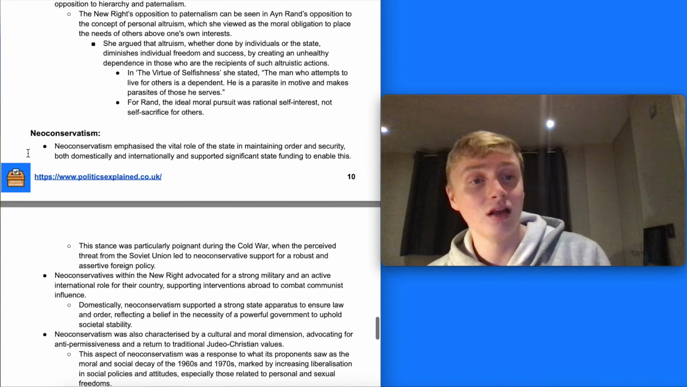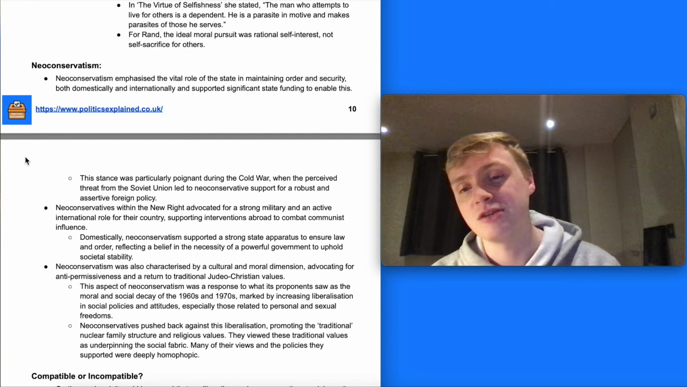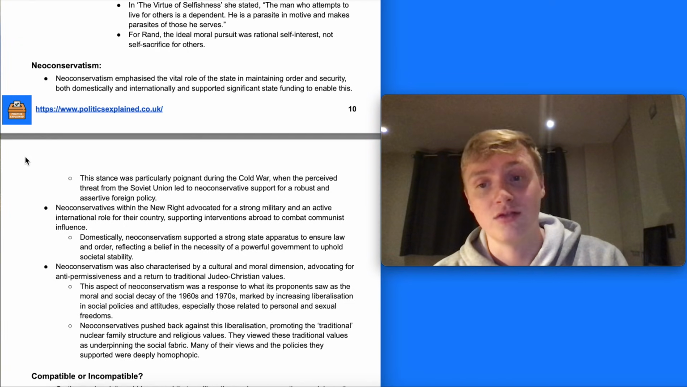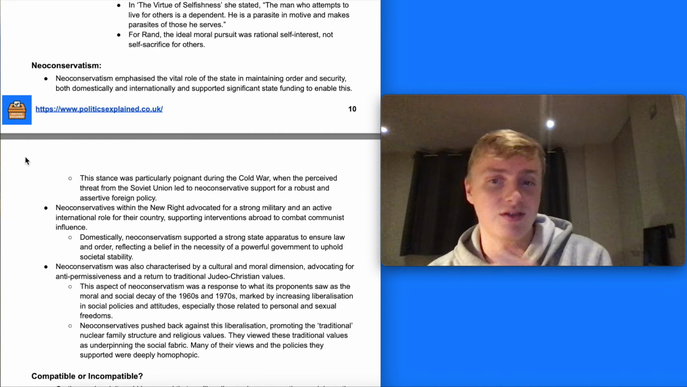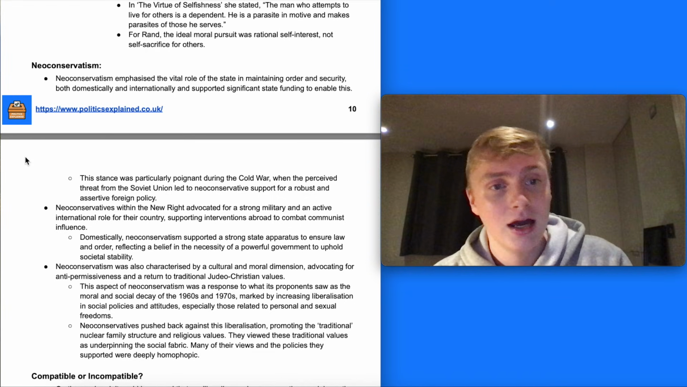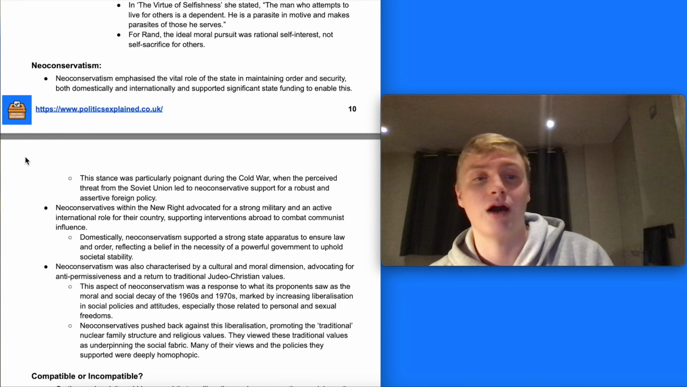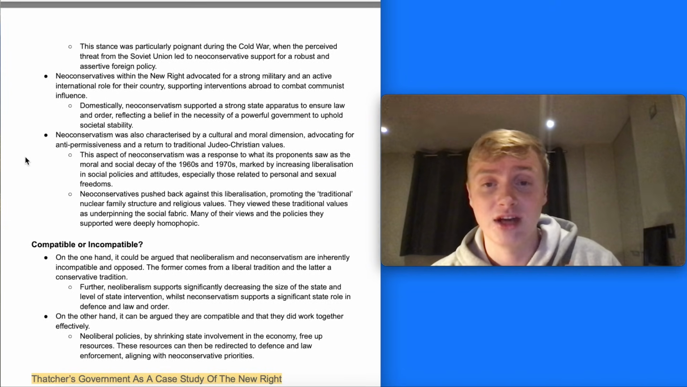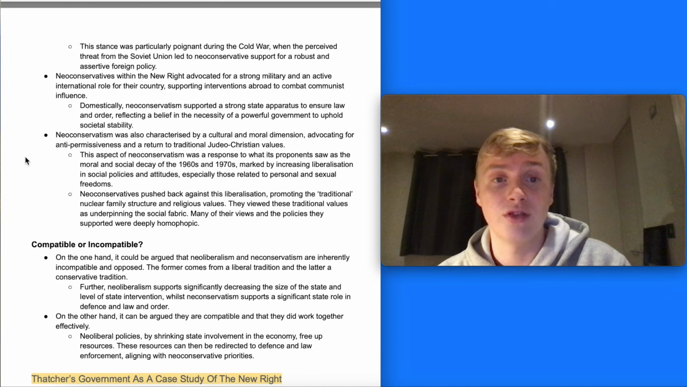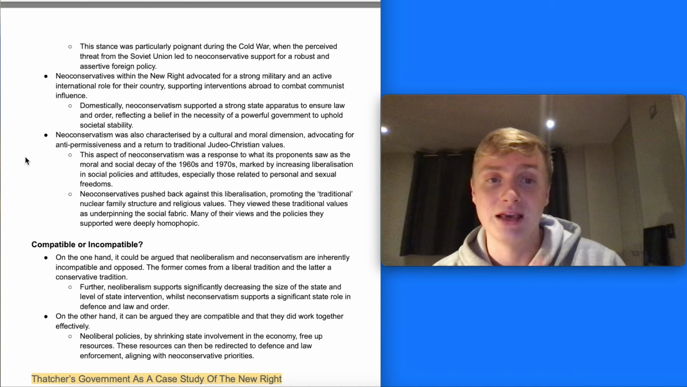Neoconservatism then emphasised the key role of the state in maintaining order and security. This is a key part of the New Right, which is a bit more consistent with earlier conservative ideas, which you see in Hobbes and which continued into traditional and one-nation conservatism, as later in the video we'll expand upon a lot more. This stance was particularly poignant during the Cold War, when the New Right was really emerging, to tackle the threat of the Soviet Union. It's a real support for strong defence, so they advocated for a strong military and an active international role for the country, but also a strong state in domestic affairs to provide law and order, which reflected a belief in the necessity of a powerful government to uphold societal stability.